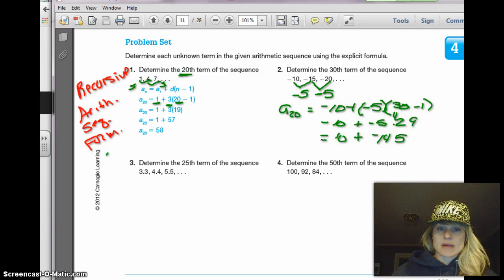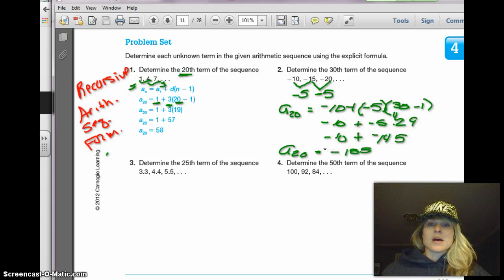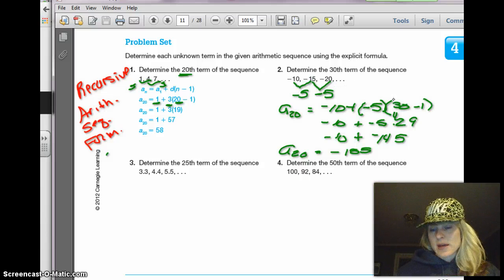So then my final answer, arithmetic sequence, 20th term, negative 105, okay? Otherwise, you'd have to subtract 5 twenty times, which is quite a bit. So we just have to plug in our first term, find the common difference, subtract 1 from the term I'm trying to find, and do the math, and we're done, okay?